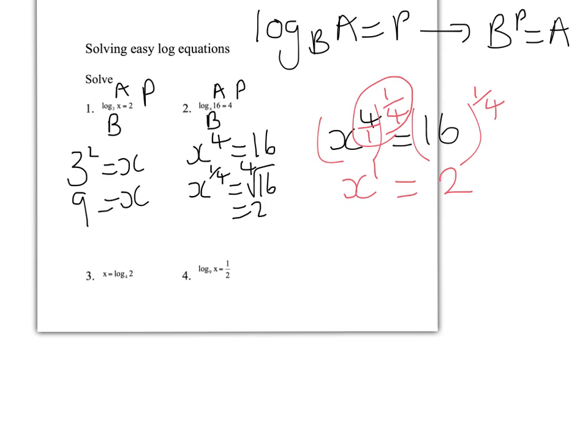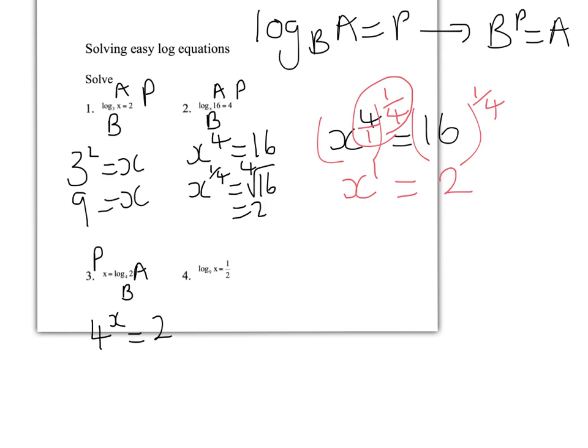Okay, let's have a look at the next ones, 3 and 4. I'm doing 3 and then you're going to do 4 for yourself. This time it's just written the wrong way round, which confuses you. So the base is 4, there's the answer and there's the power. So we're going to go 4 to the x equals 2.